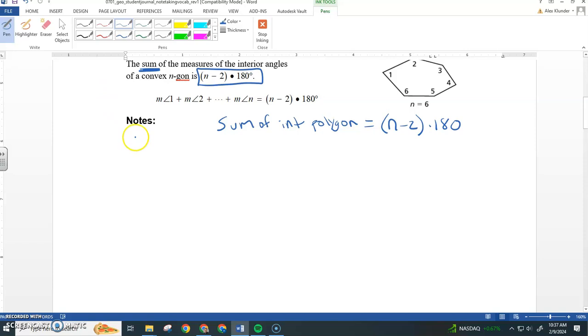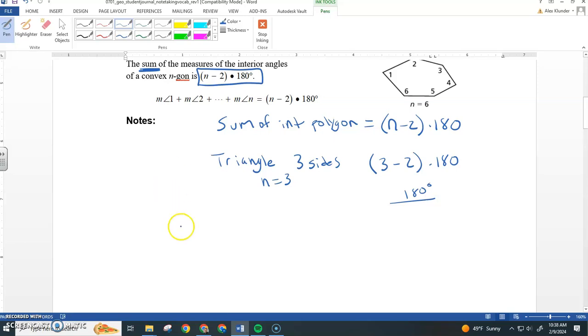Let's give you just an example. What about a triangle? If I take a triangle, I know that a triangle has 3 sides and 3 angles. So I can say n is 3. So I plug it in, 3 minus 2 times 180. We know that a triangle is 180 degrees. This makes sense.